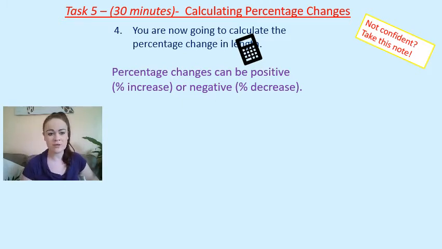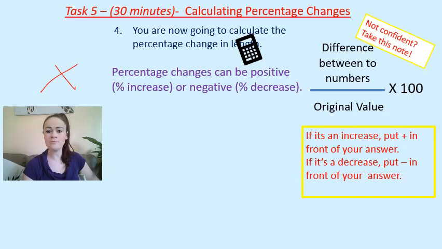Now, percentage changes can be positive or negative. Let's get my pen here. They can be positive or negative. So if it's a positive percentage change, it means that it's increased in size or mass or length. If it's a negative percentage change, it means it's decreased, so something's got smaller. Okay.